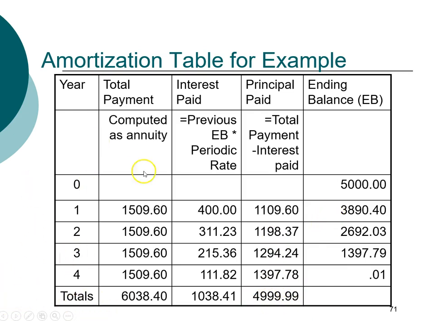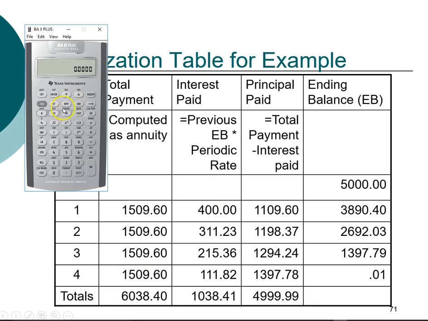In addition to doing this by hand, you can also use your financial calculator to help you compute the amortization table. So to use the calculator, the first thing we want to do is reset our calculator. And there are two steps to using the financial calculator. The first step is to compute the payment.